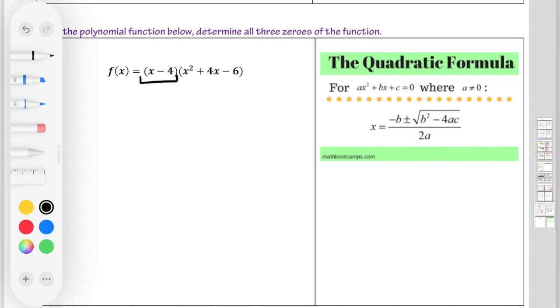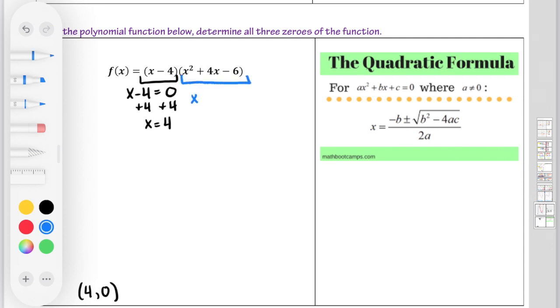We can find one of the zeros from x minus 4 because we find zeros by setting each factor equal to 0. If I set x minus 4 equal to 0, I can add 4 on both sides and I figure out that I have a 0 at x equals 4. So that tells me one of the zeros, 4, 0, but I need the other two.